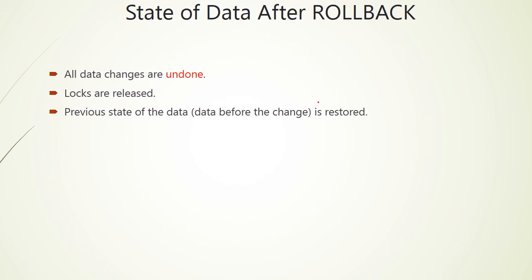State of data after rollback. After running a rollback, all changes are undone or rolled back. Locks are also released. The previous state of the data is returned back to the old, which is the data before the change.